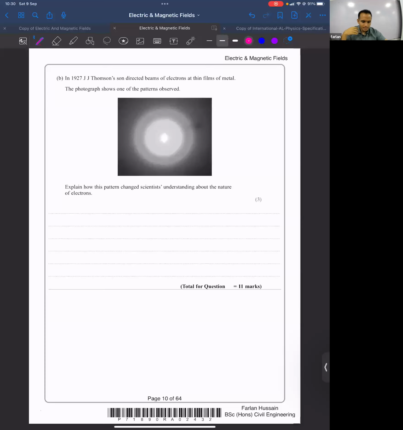Explain how this pattern changed scientists' understanding about the nature of electrons, right? This is the diffraction of electrons.